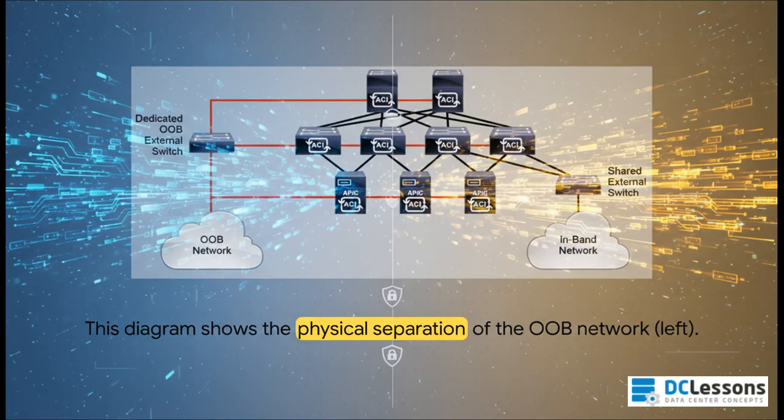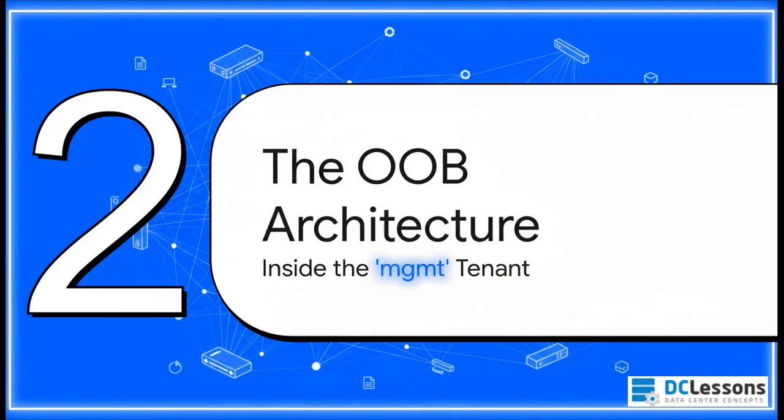And this diagram just makes it crystal clear. Look at the left side. You see every single device. Your APICs, your spines, your leafs, they all have a separate connection going out of their management port into a dedicated OOB network. That whole path is completely physically independent from the data plane on the right, which is busy handling all your actual application traffic. No overlap whatsoever.